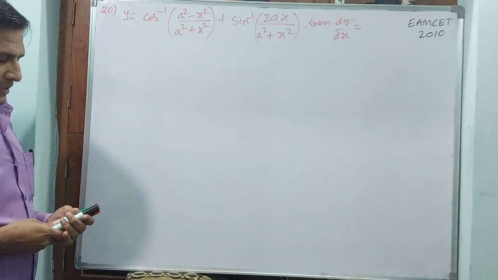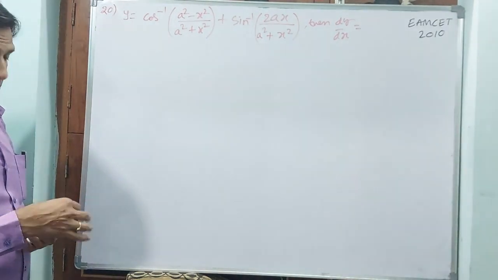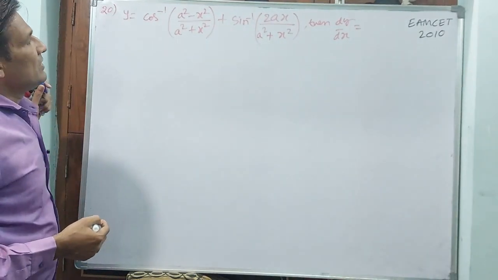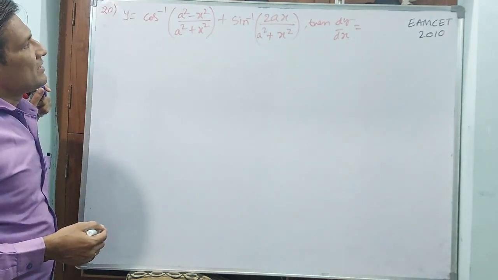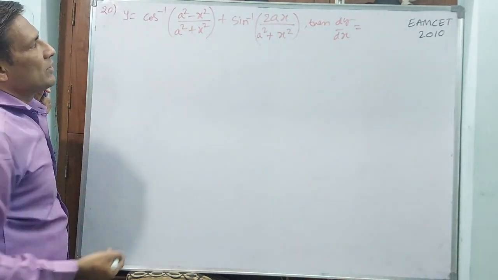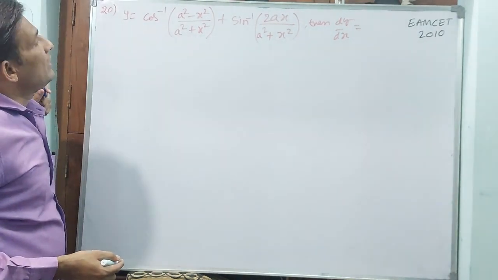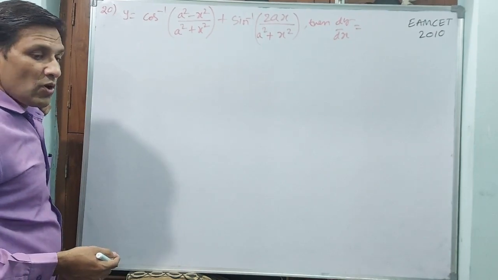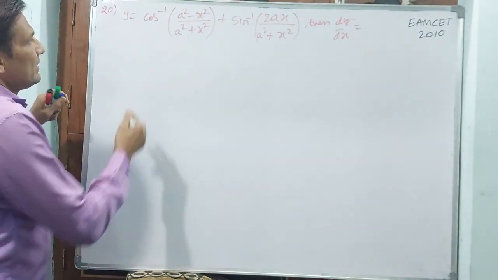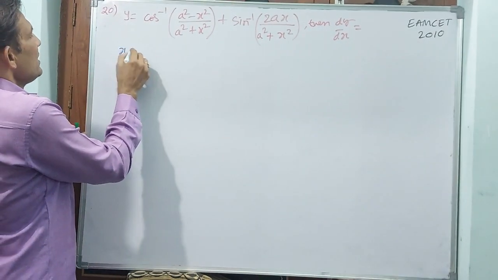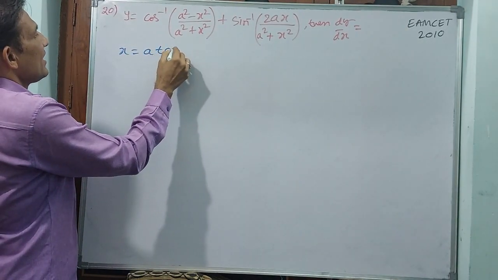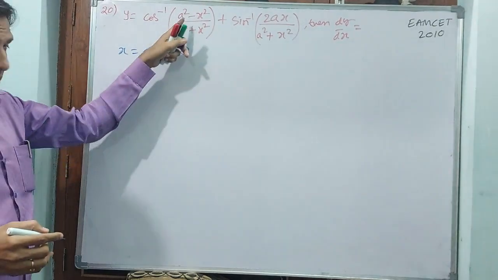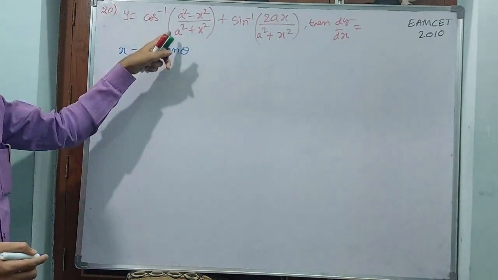This is an EAMCET 2010 question. See how I am proceeding with this question. Substitution is very important. By seeing this expression, we can understand that cos theta has to come, and we know very well that (1 minus tan square theta) by (1 plus tan square theta) is equal to cos 2 theta. So I am taking x is equal to a tan theta. Don't take directly tan theta, take a tan theta. Why? Because you are going to experience the advantage of taking this theta.